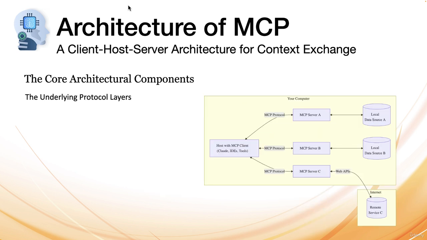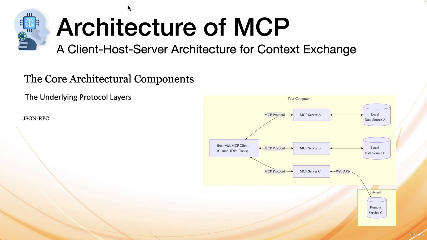What are the underlying protocol layers? The specific MCP implementation that we explained in this course uses JSON-RPC. JSON-RPC is the foundation messaging format in MCP. This defines how requests, responses, errors, and notifications are structured.